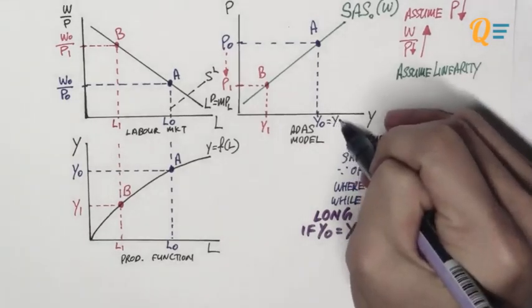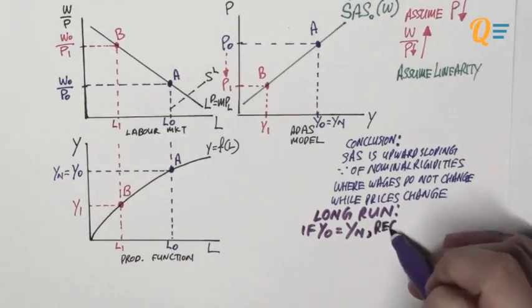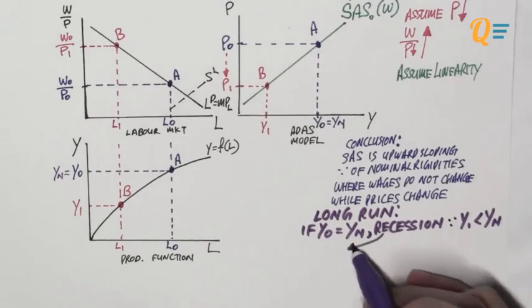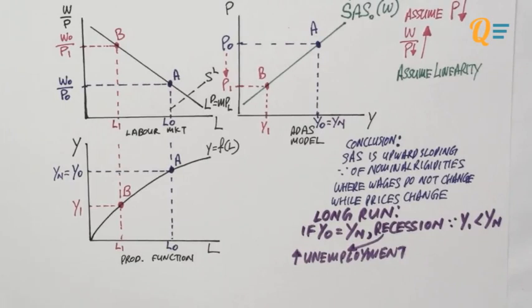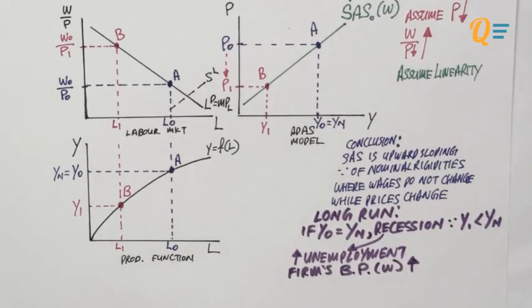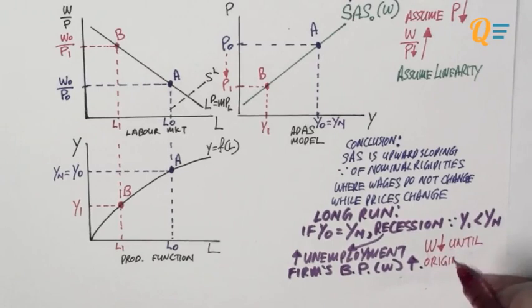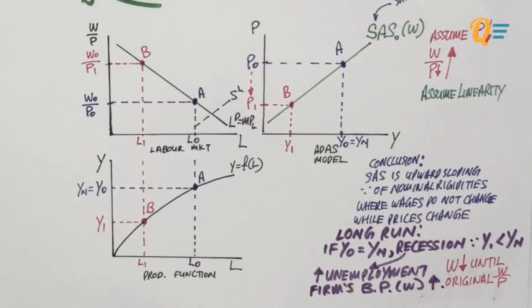Let's say Y0 is actually equal to your natural rate of output. This means that there's going to be a recession, because Y1 is less than the natural rate of output. When there's a recession, there is also going to be high unemployment. And as discussed earlier, when there's high unemployment, the firm's bargaining power over the wages is going to increase against the labor union. We know that the firm's goal is to reduce the nominal wage so that they can minimize their costs. Therefore, the nominal wage is going to decrease until the real wage reaches the original level.